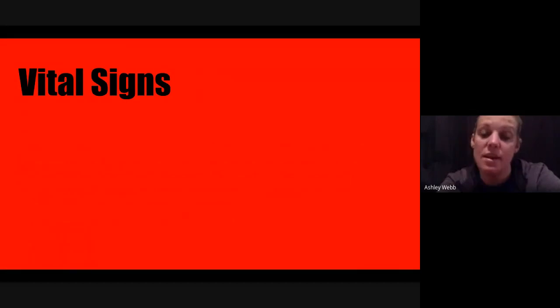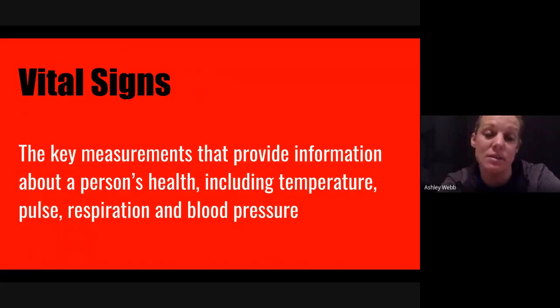Vital signs. Vital signs are those measurements that tell us a whole lot about someone's health status. Okay, so those things include temperature, pulse, respiration, and blood pressure. We're not going to get into the fine details of vital signs as far as the normal ranges or how to take the vital signs because we spend a lot of time on that in health science 1 and 2. And so if you stick with me, you'll get lots and lots of practice in that, and you'll be a pro at the vital signs.